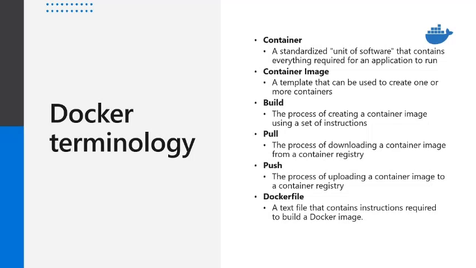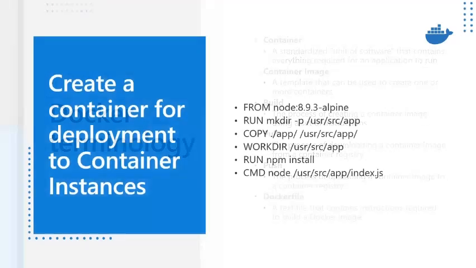There is Docker file. This refers to the text file that contains instructions on how to build a Docker image. It is like a batch script. The first line states the base image, followed by the instructions to install required program, copy files, and so on until you get the working environment you need. So basically, it's a YAML file containing all the instructions to create your work environment ready. Create a container for deployment to container instances.